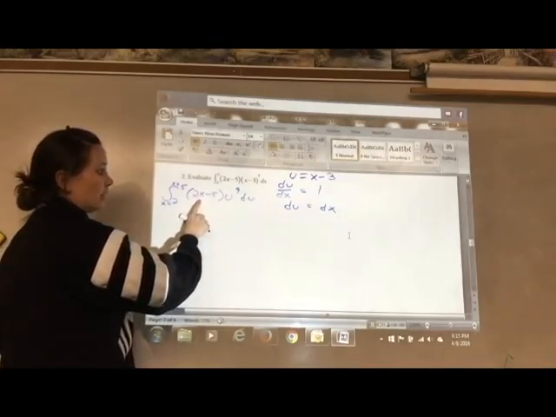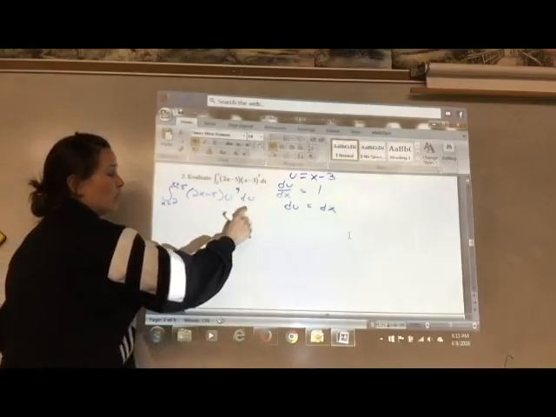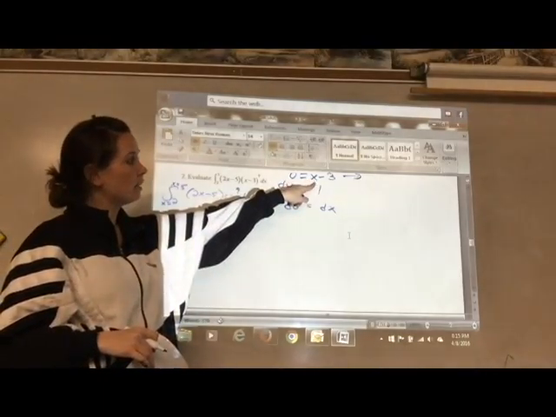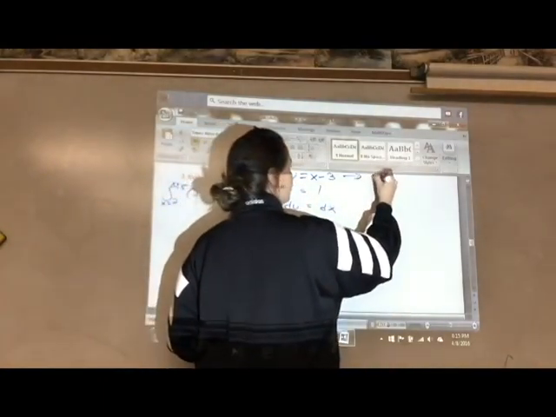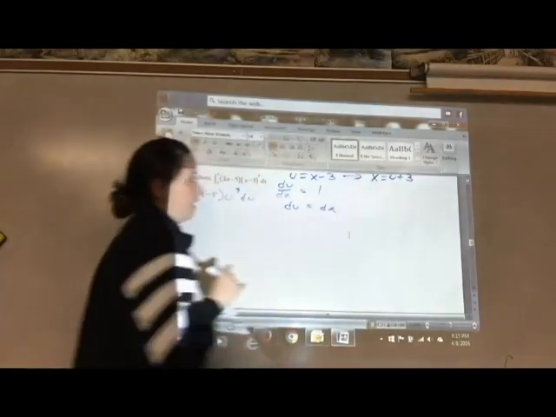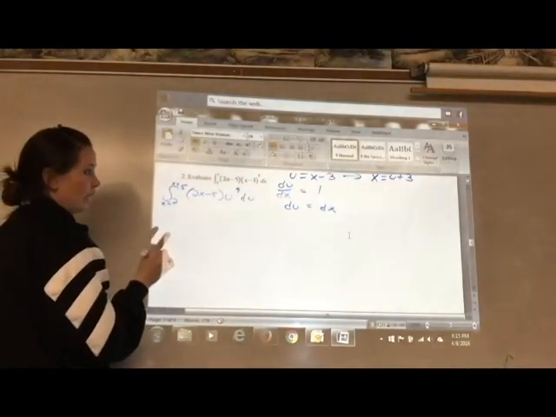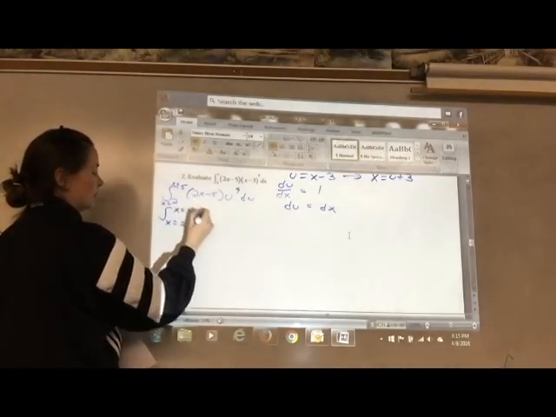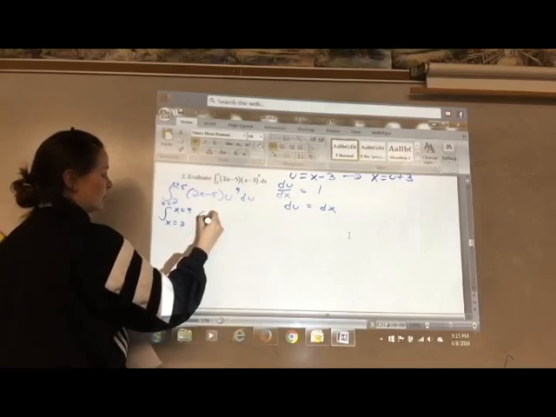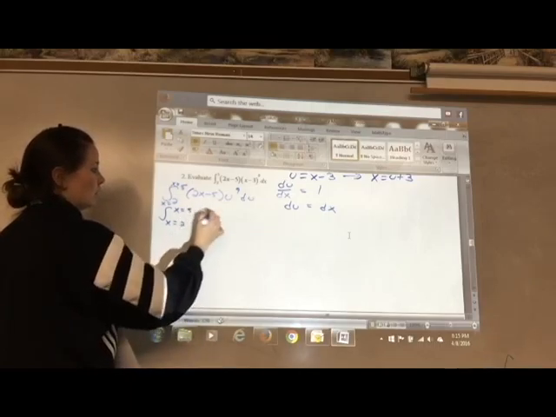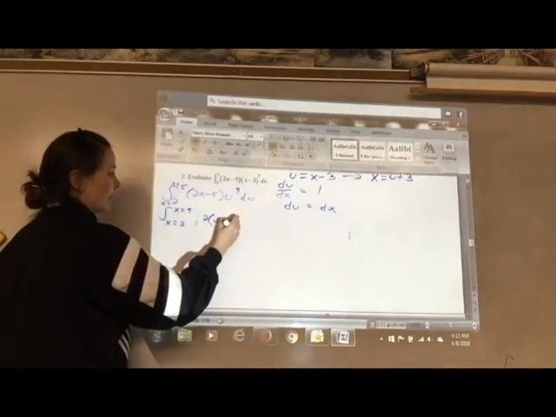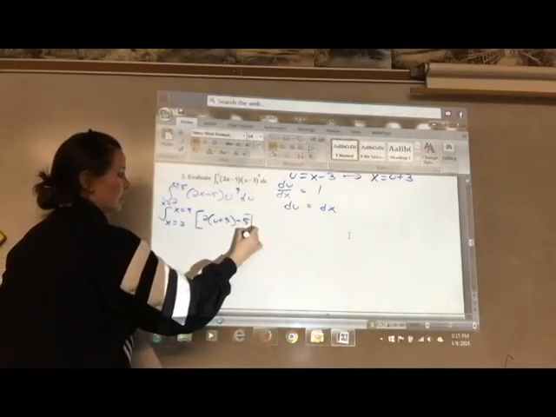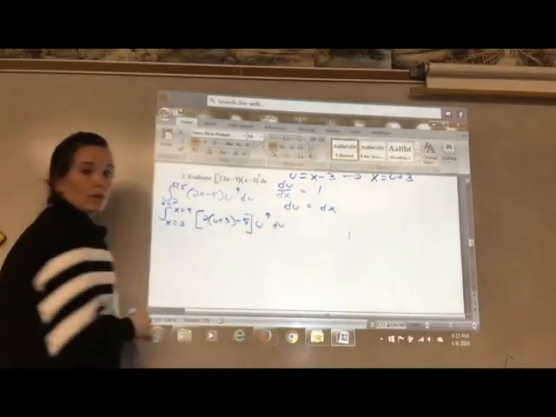I need to make this x a u for this all to be a du. So if I come to this piece, what does x equal? X equals u plus 3. Okay? So if x equals u plus 3, then I have, recopy this, 2 times u plus 3, because x is u plus 3, minus 5, u to the 9th du. Okay, did you catch that?